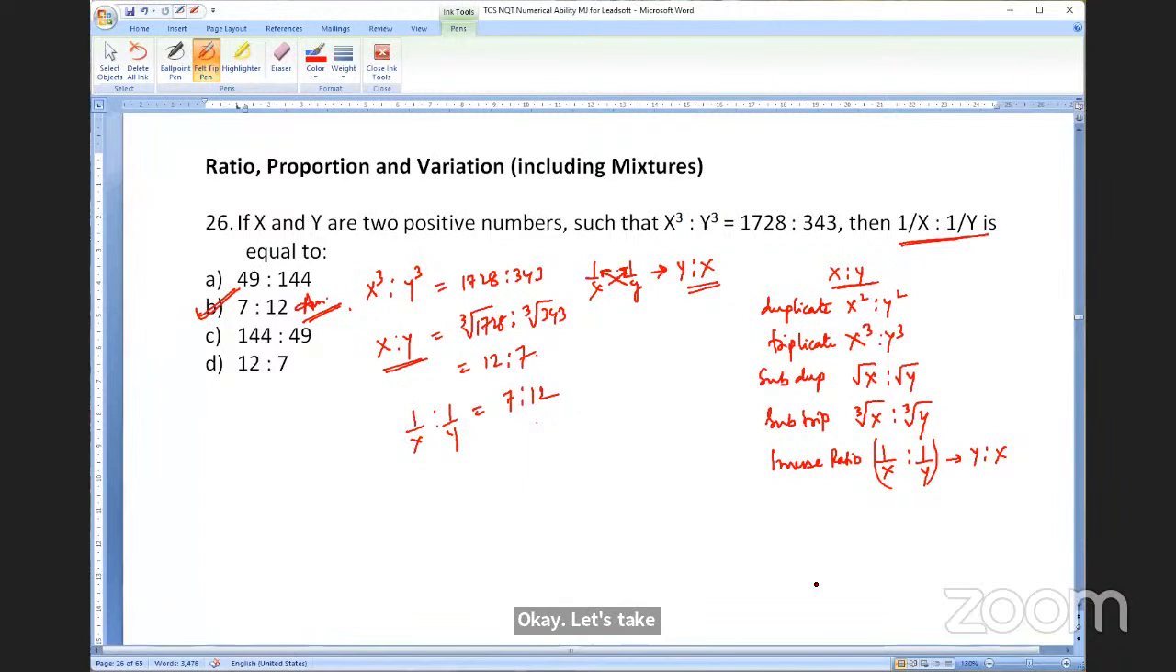Today we will be taking the basics of ratio and proportion, and we'll try to revise all the concepts which are necessary to solve these kinds of questions. See, questions are very easy. If we know the tricks, if we know the properties, the question becomes very simple.